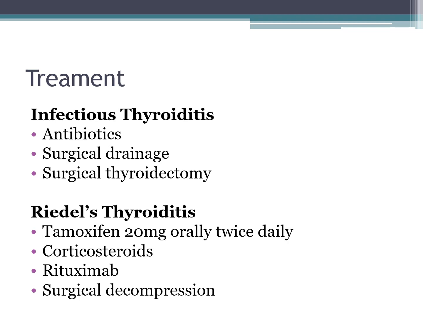For infectious thyroiditis, as it is most of the time due to bacterial infection, antibiotics are the treatment of choice. Surgical drainage may be required if pus develops, and in rare cases surgical thyroidectomy may be required. In Riedel's thyroiditis, the treatment is tamoxifen, steroids, and rituximab, and if the patient has compressive symptoms, then surgical decompression is required.